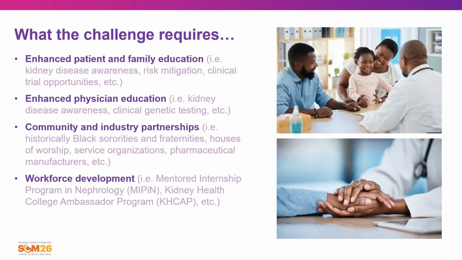So what does this challenge require? Well, it requires some really obvious things like enhanced patient and family education. We really need to talk to patients in more informed ways about their disease process, about what we understand about it, in ways that they can understand and communicate to their family members. Because of some of these conditions having a more clear basis in genetics, we need those discussions at home to carry forward, and we need those to be accurate and well-informed.